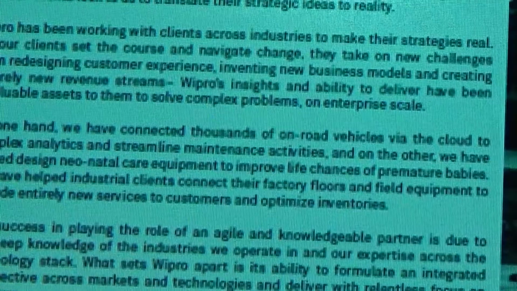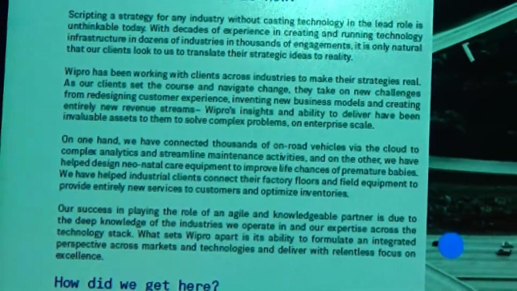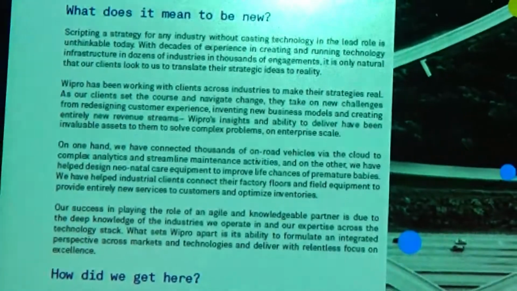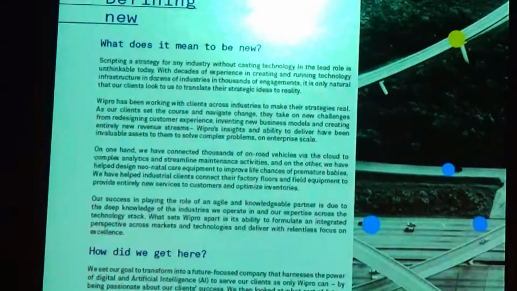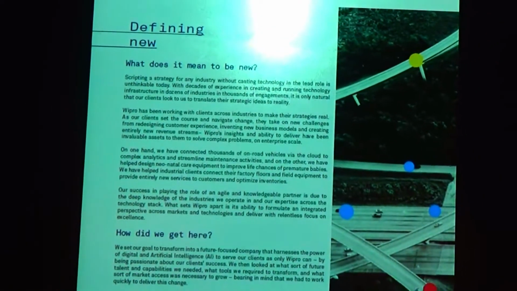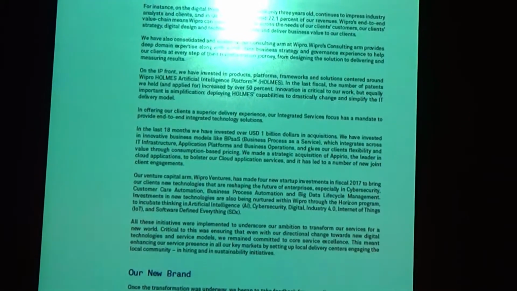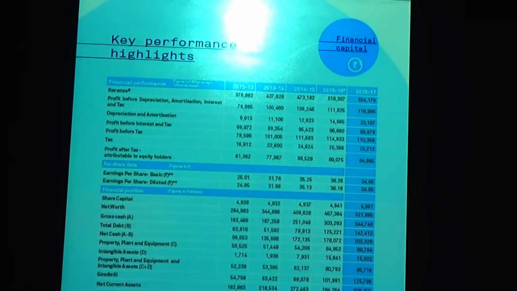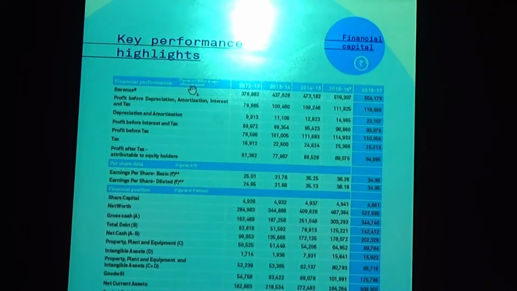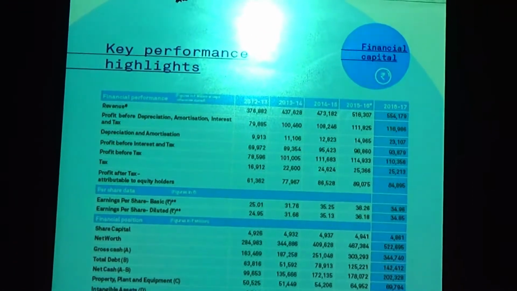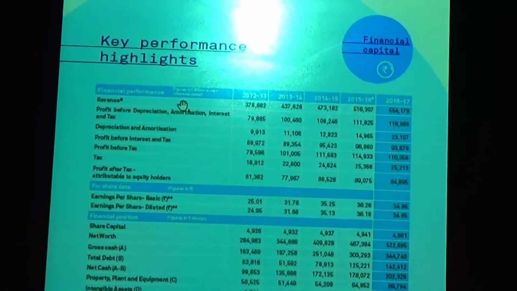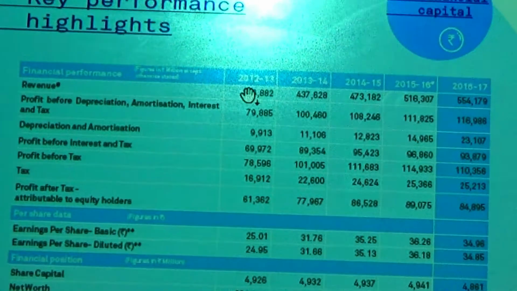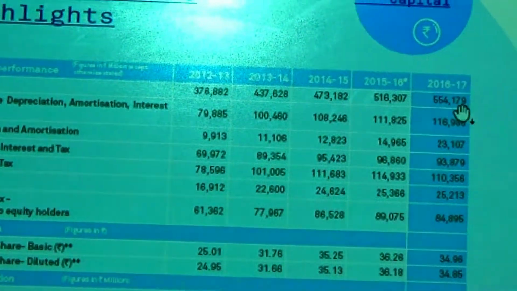Let us see about the chairman's message. You can see what the company is trying to define itself as, what it means to be new, and how the company is transforming itself. Wipro is trying to present a new brand. Here, at the beginning, they have given their key performance highlights. You can see the revenue from 2012-13 to 2016-17.